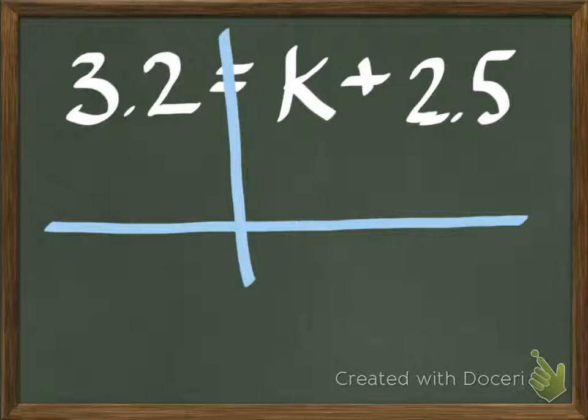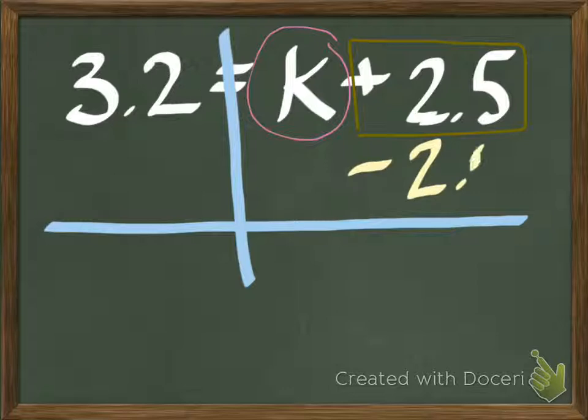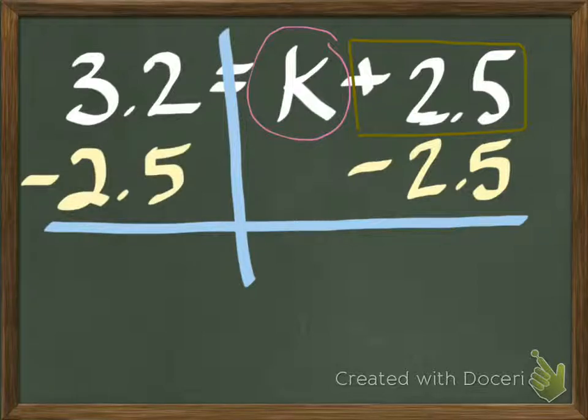So now remember again that we want to get the variable by itself. So I need to look at this plus 2.5, and I have to think to myself, what can I do to get rid of plus 2.5? And the answer to that is subtract. It's called the inverse operation. It's the opposite of add. It's subtract. So remember, what I do to one side, I do to the other. So I'm going to take the 3.2 and I'm going to subtract that 2.5.